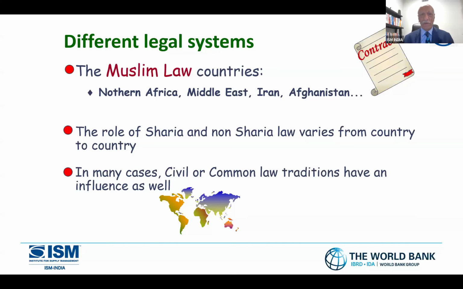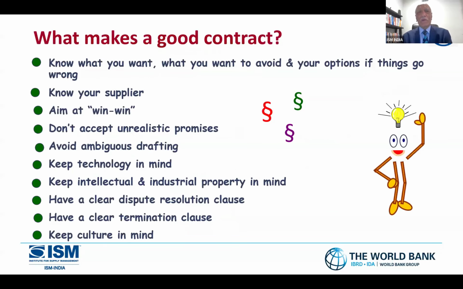Tradition has an influence as well. What makes a good contract? When I say contract, whether a FIDIC contract or some other contract, or the World Bank contracts, what makes a good contract? What do you want? What do you want to avoid? And what is your option if things go wrong? Things do go wrong. I've had contracts of 3 years, 4 years, I've done those cases. Things do change.